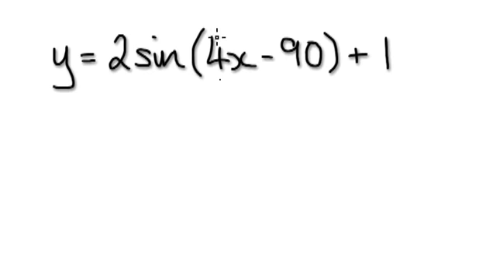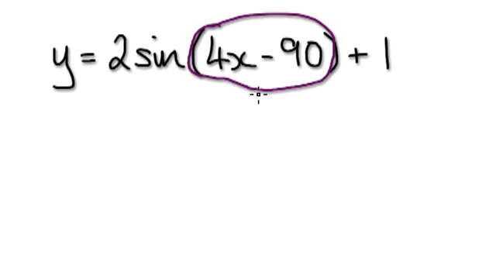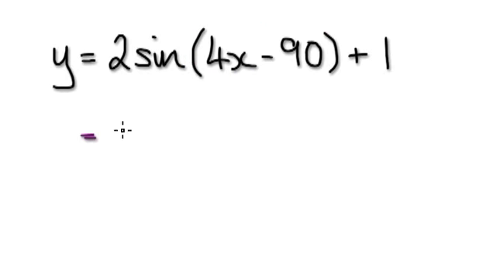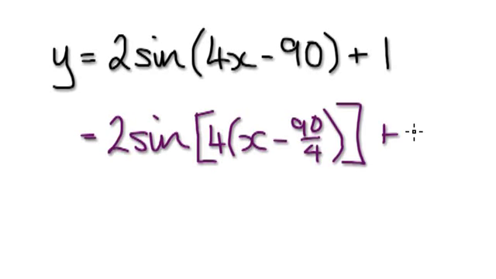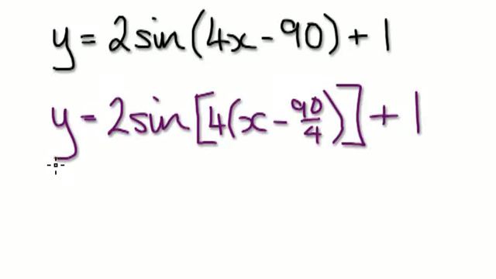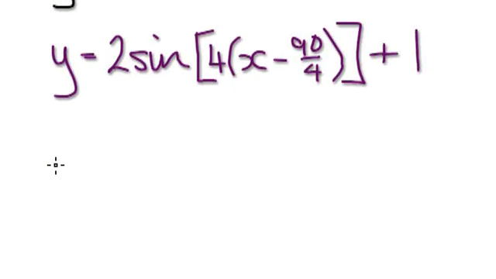Okay, so to do this, rewrite this so that the coefficient of x is 1. Let's rewrite this as 2 sine, and take the 4 out as a factor. So it's going to be like this: 90 over 4. By writing it like this, we can actually see the transformation later on.